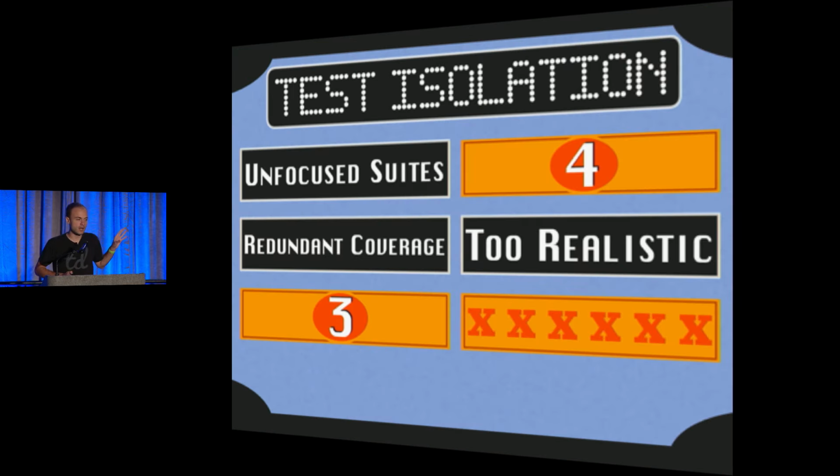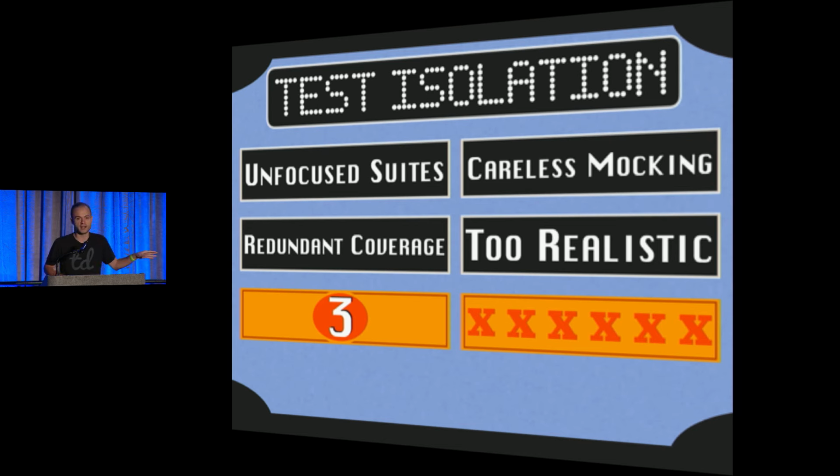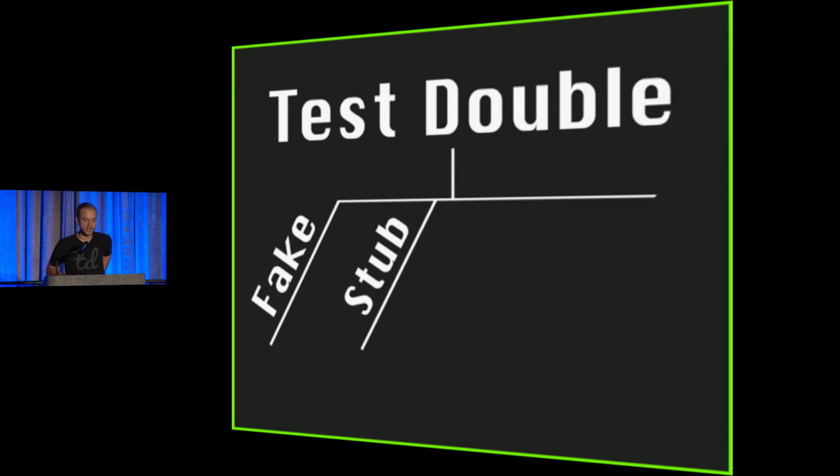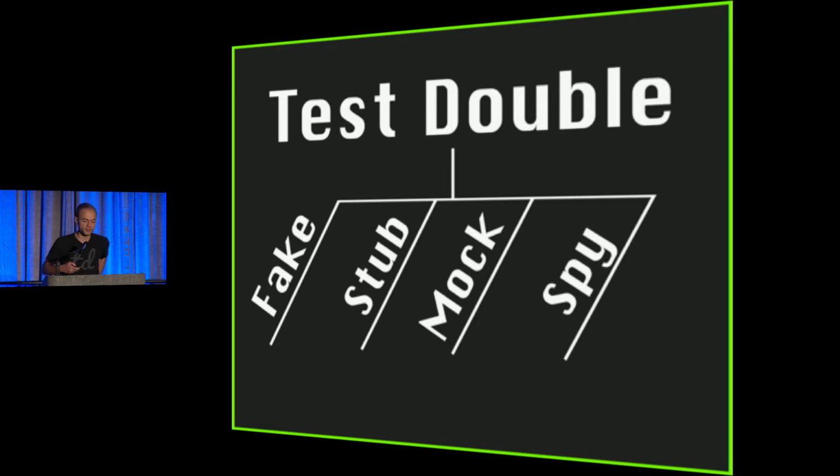And it would only be fair, since I just brought up test doubles, if I talked about how a lot of people hate most about their test suite is over-mocking or careless mocking. So a test double, if you're not familiar with the term, is a catch-all term for a stand-in in a test. Any real thing we replace with a fake thing in a test is a test double. It might be a hand-rolled fake object, or a stub, or a mock, or a spy.